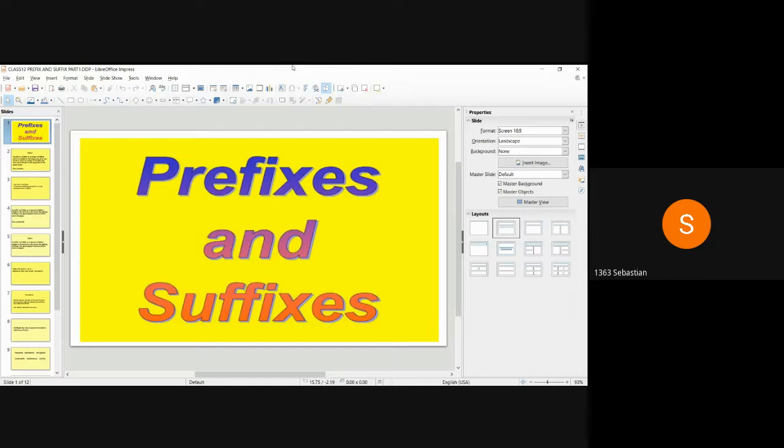Hi friends, class 12, unit 1, prefixes and suffixes, page 7.